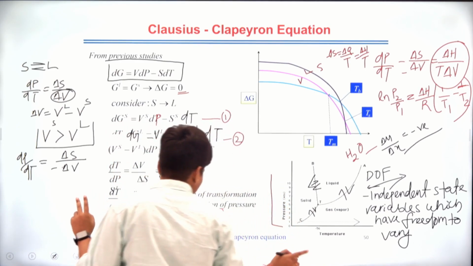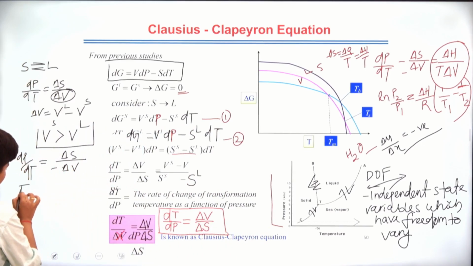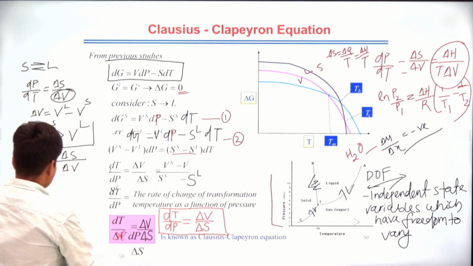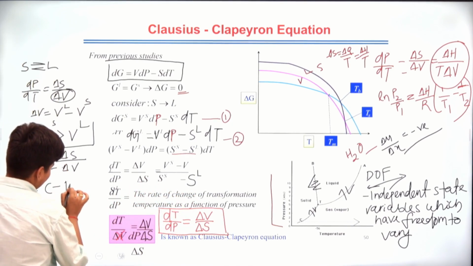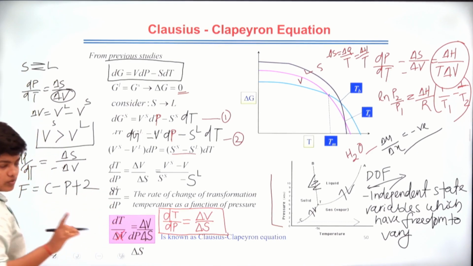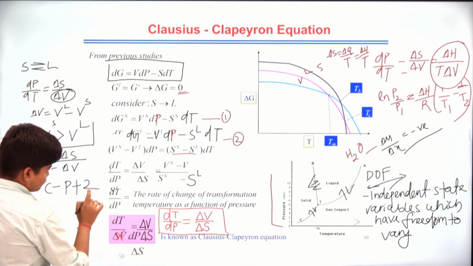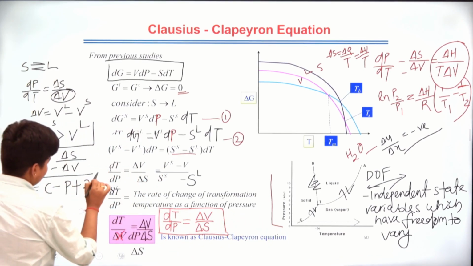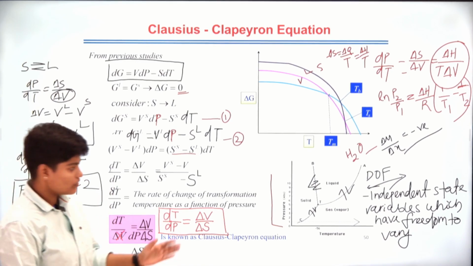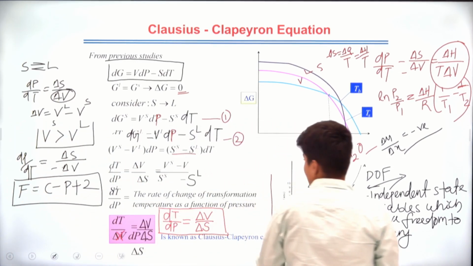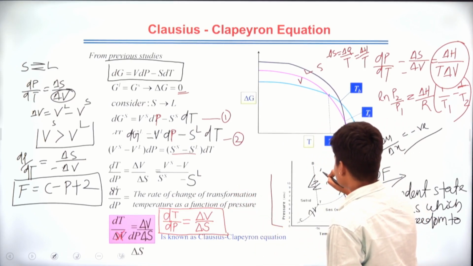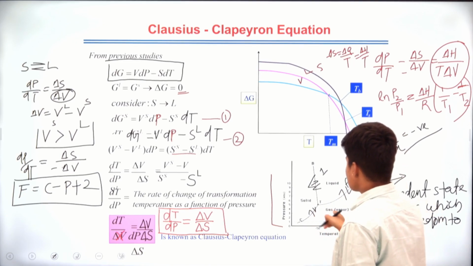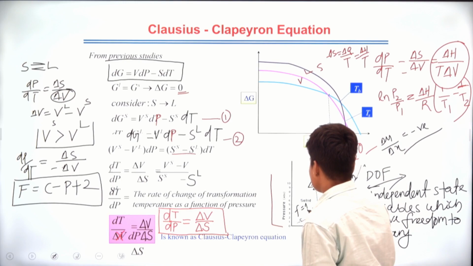And the equation to calculate the degrees of freedom, for a one component system, is F = C minus P plus 2. One component, why? Because water is one component, and 2 is for the two state variables, temperature and pressure. This is the equation to calculate the degrees of freedom for any phase change. From solid to liquid the degrees of freedom will be 1, and from liquid to gas also 1, and for solid to gas, the sublimation process, also degrees of freedom will be 1.